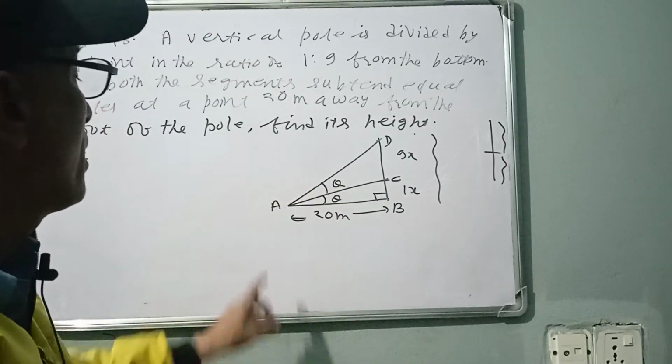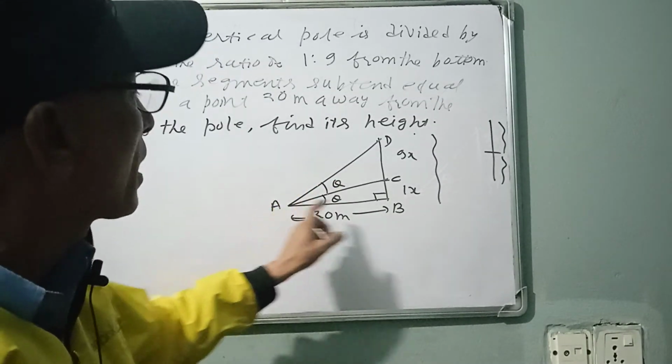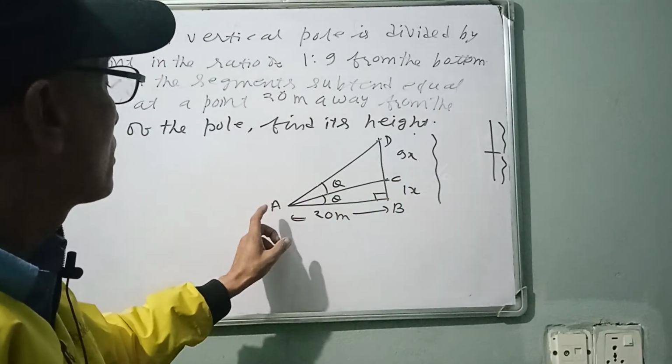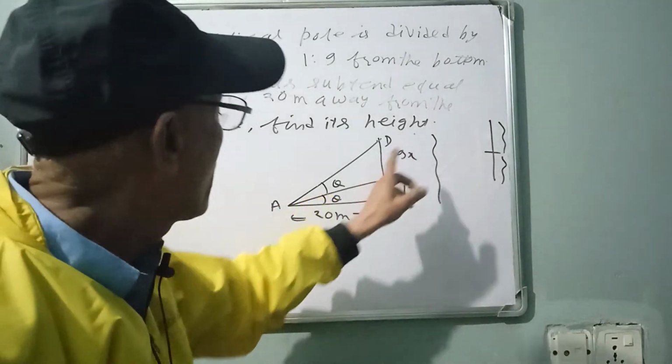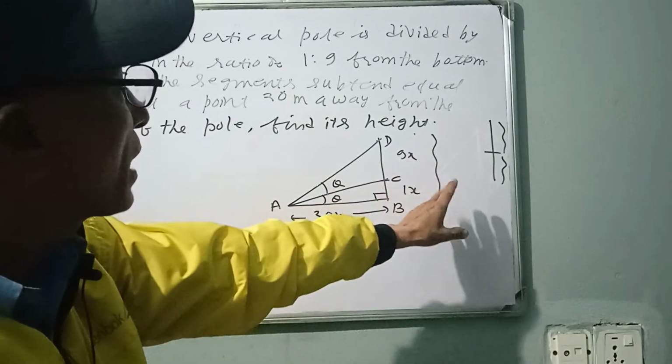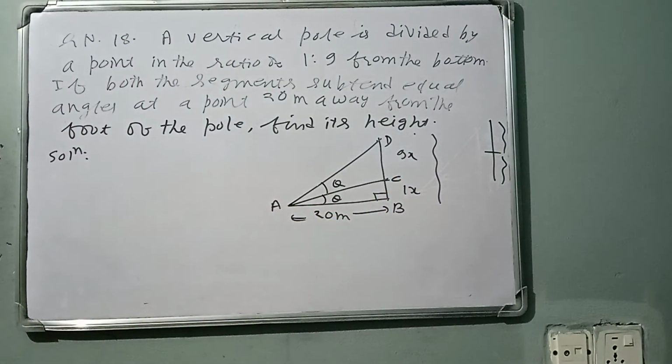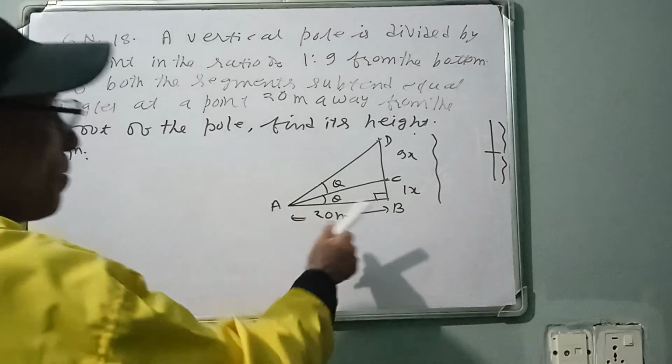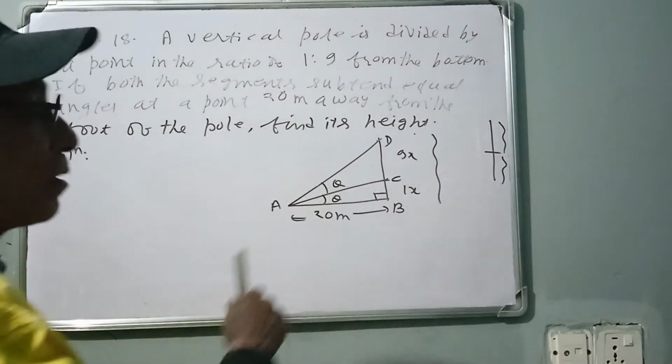Double angle formula, single angle formula in triangle ABC, double angle formula in triangle ABD. tan 2 theta formula is 2 tan theta by 1 minus tan square theta. Find the value of x and find the value of tan x.